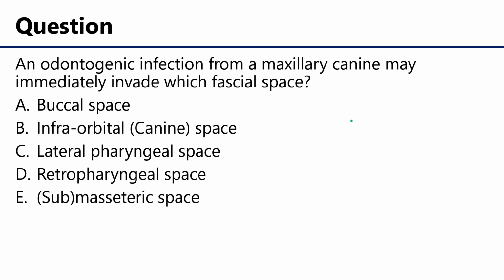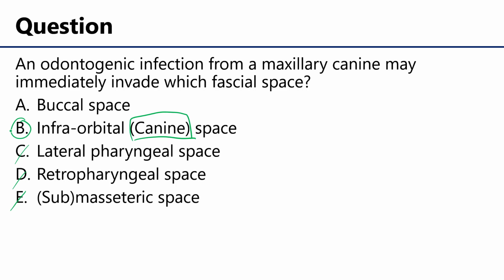So that leads us to our assessment question, and that is, an odontogenic infection from a maxillary canine may immediately invade which fascial space? Well, let's just go through and cross out the ones that we know can't be. It's not going to be a lateral pharyngeal, it's not going to be a retropharyngeal, it's not going to be a submasseteric. So that leaves buccal and infraorbital or canine space. That canine is the big old green flag there that suggests to me that this is the right answer. Know this, we don't ask trick questions here. If you think that there's something in it that's a clue, it's probably a clue.